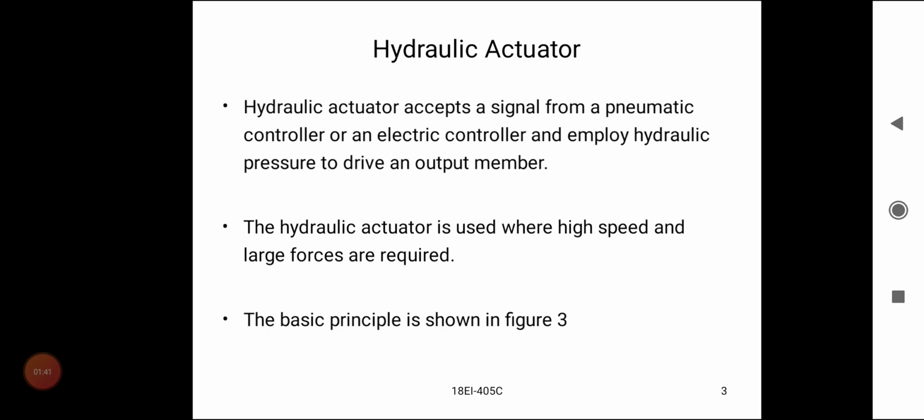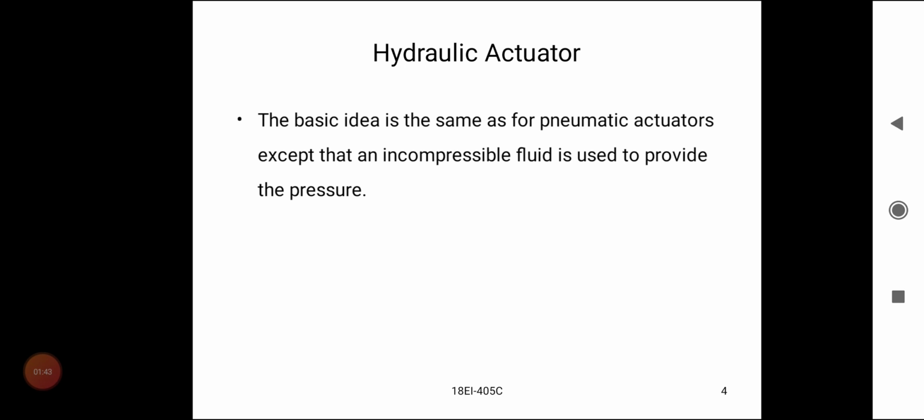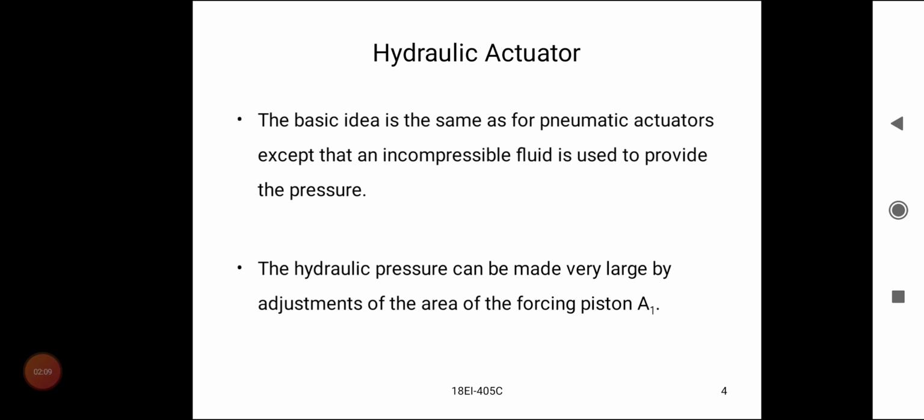The basic principle is shown in the figure. The principle is almost similar to the pneumatic actuator, except that an incompressible fluid is used to provide the pressure. The hydraulic pressure can be made very large by adjustment of the area of the forcing piston A1.